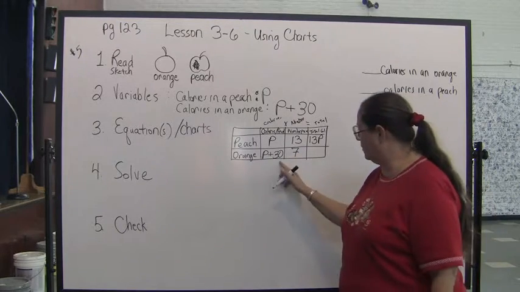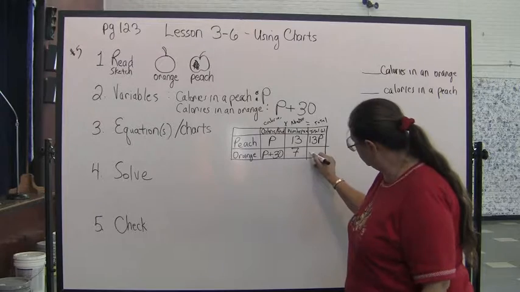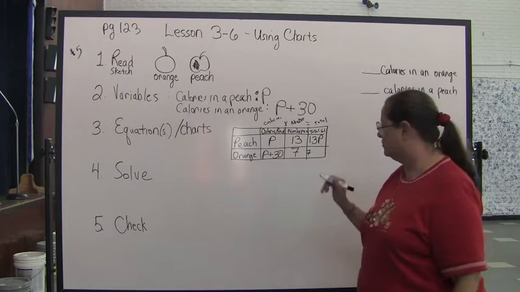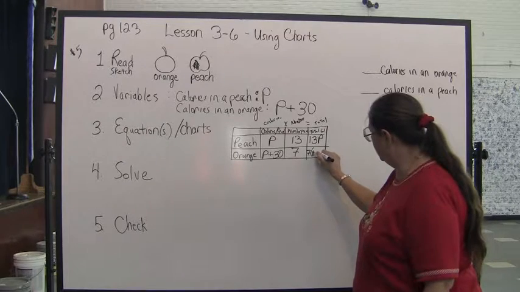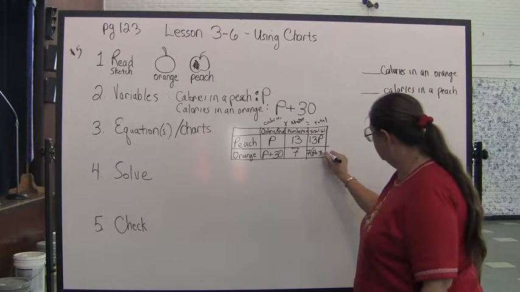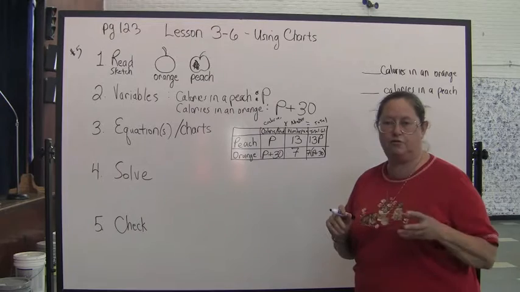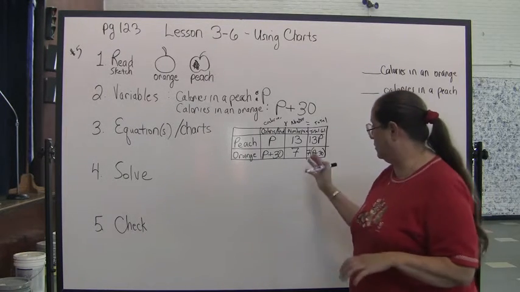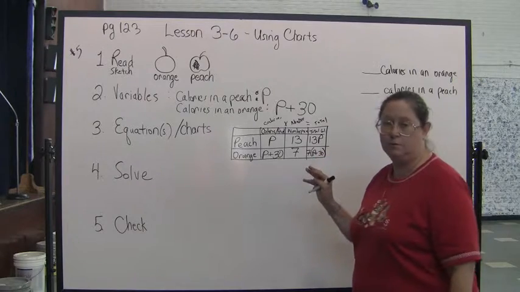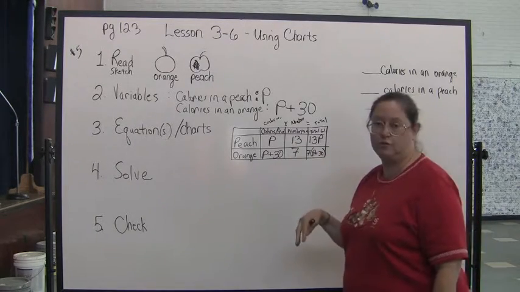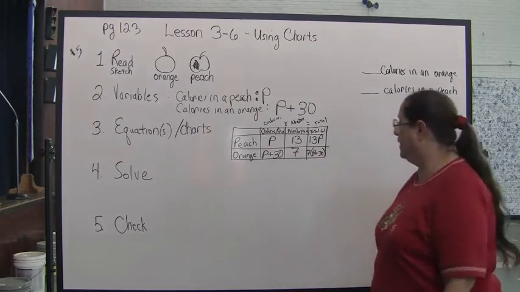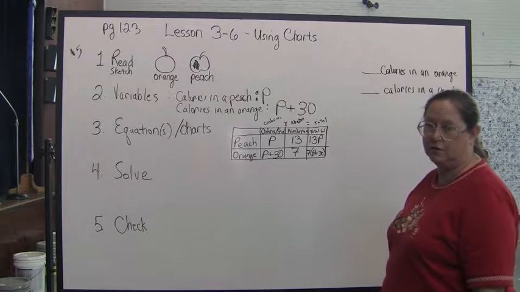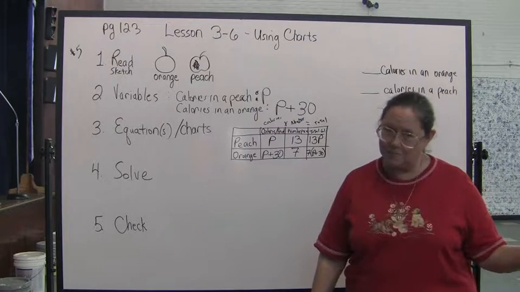Okay, and then the same thing down here. This is going to be a little more complicated because I'm going to have 7 times, in parentheses, P plus 30, because that P plus 30 is how many calories the orange has. And we don't know an exact number here, because we don't know how many calories the peach has. So now we've got our information nicely organized. Now let's read it a 4th time and see what it says.